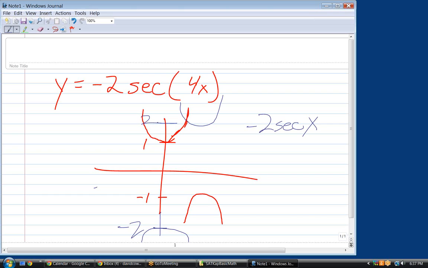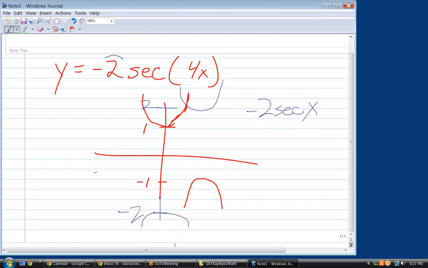A compression. Yeah. In other words, when you're looking at this number here, a number greater than 1 is a stretch. A number between 0 and 1 is a compression. But when you're looking at this number here, a number greater than 1 is a compression. A number from 0 to 1 is a stretch. So we have to basically take the curve we've drawn and squeeze it. Now, right now, I've got vertical asymptotes going through there, the way I've drawn it now, and that's pi over 2.